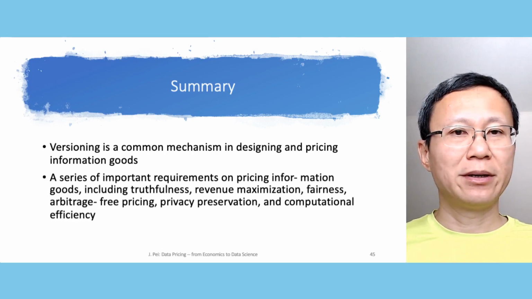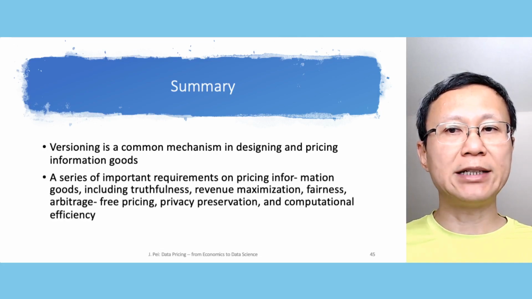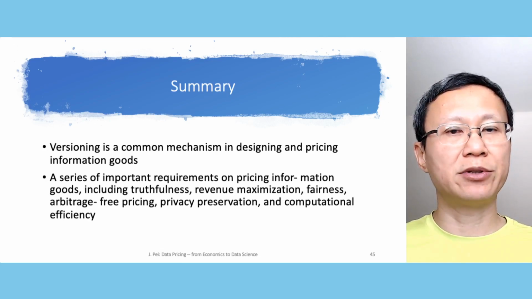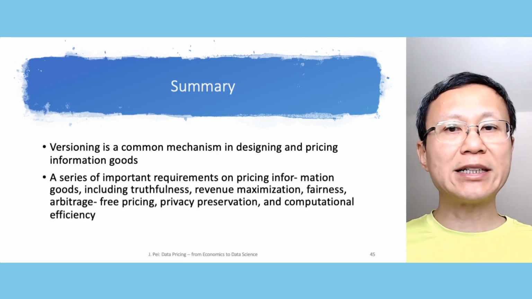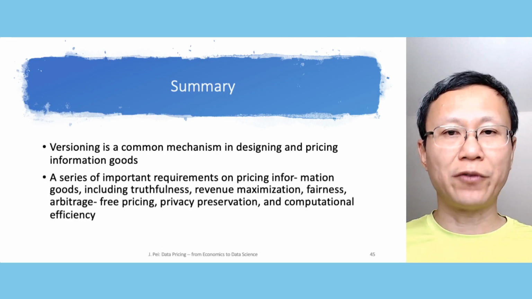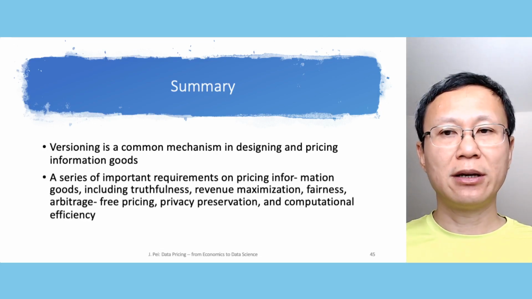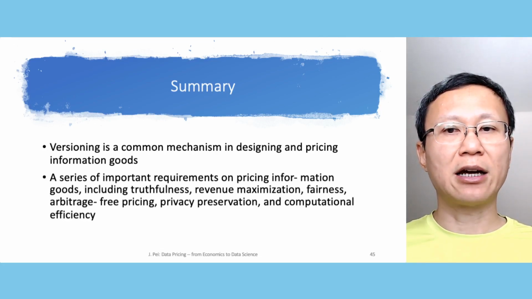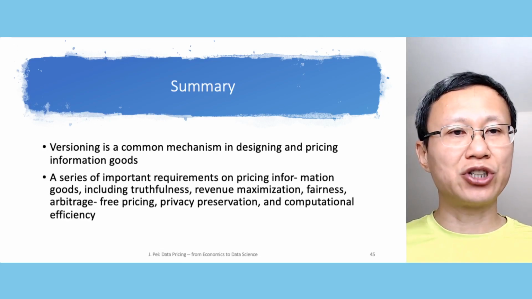In summary, versioning is a common mechanism in designing and pricing information goods, so that prices of different versions can be linked to values placed by various customer groups. There are a series of important requirements on pricing information goods, including truthfulness, revenue maximization, fairness, arbitrage-free pricing, privacy preservation, and computational efficiency. Those requirements pose technical challenges to pricing models.